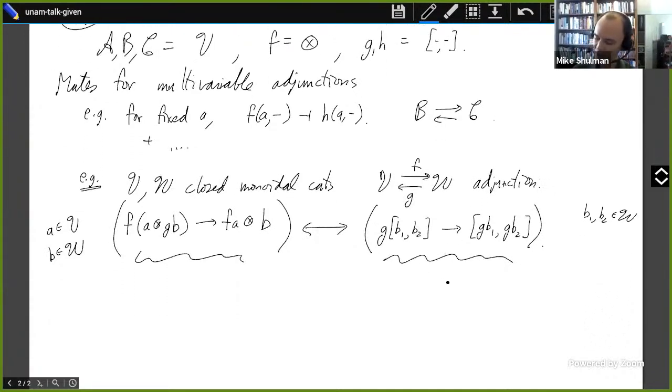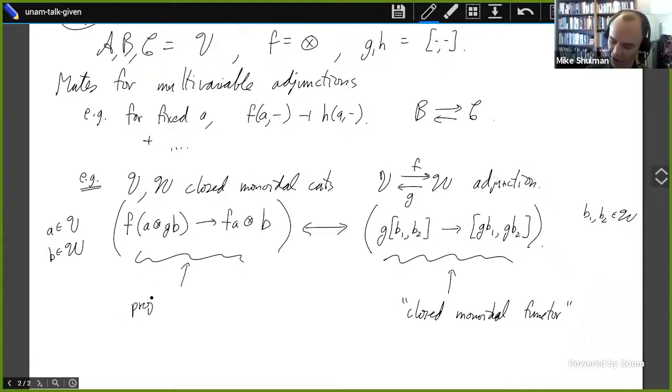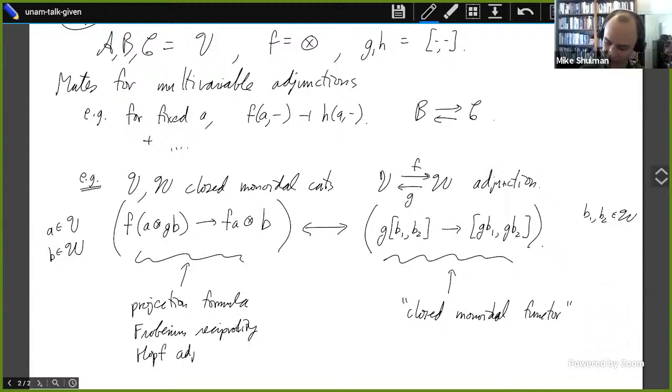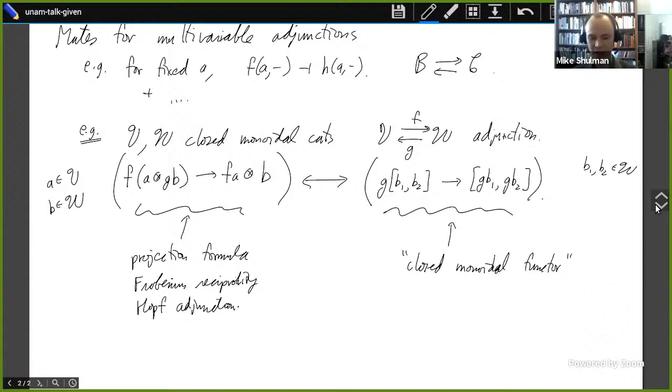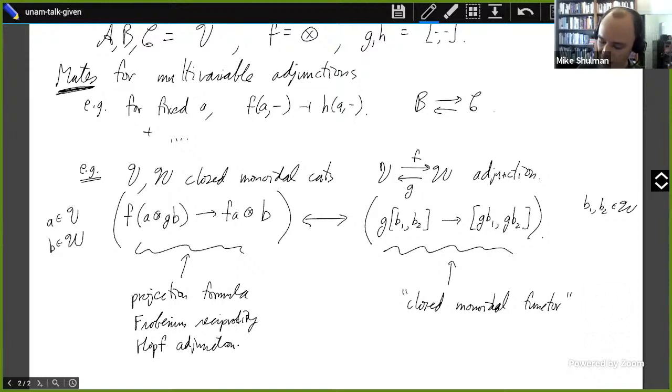So this over here, if this one over here is an isomorphism, then that's talking about G being a closed monoidal functor. And this one over here being an isomorphism, people talk about things like the projection formula or Frobenius reciprocity, which sometimes means other things, or something being a Hopf adjunction. It's not really important what these words are, but the point is, this is something we're interested in, of studying how maps like this correspond to different morphisms that relate tensors and internal Homs. So it's interesting to study this idea of mates involving these multivariable adjunctions as well as ordinary adjunctions together.